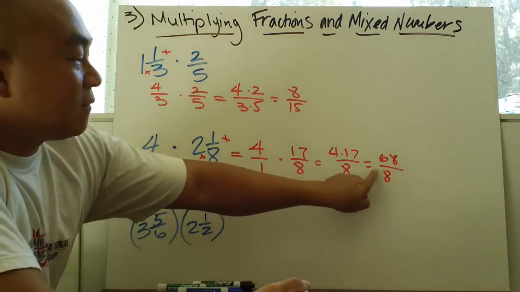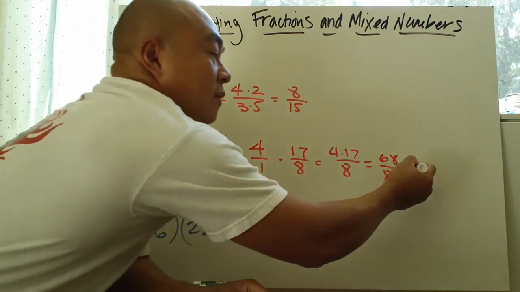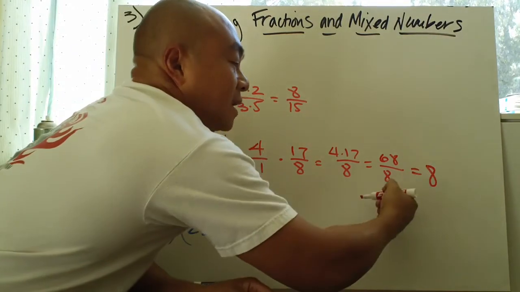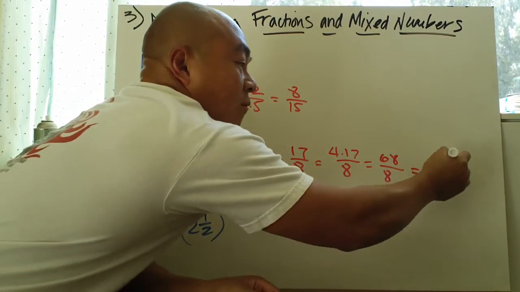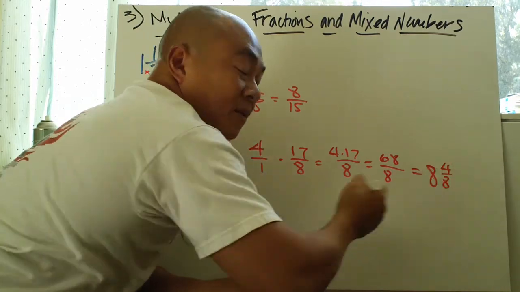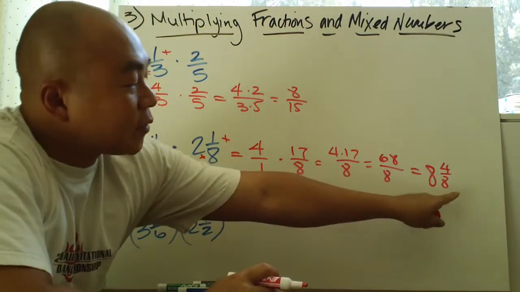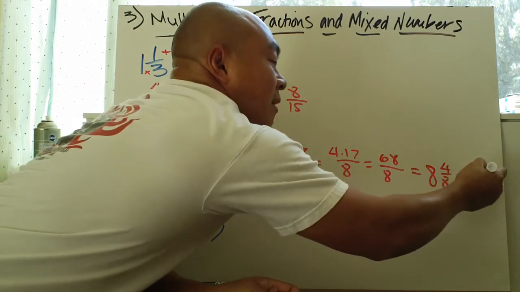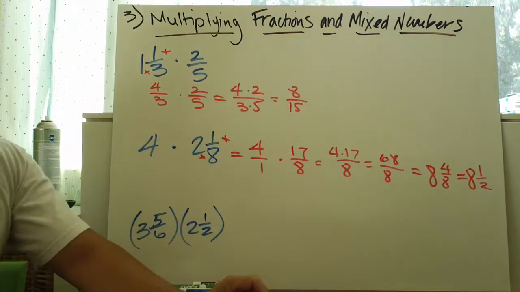How many times can 8 fit into 68? Well, think about it. 8 times 8 is 64. That's 8. Then we have 4 left. We have 4 over 8. And we can simplify that even further. 4 over 8 is the same thing as 1/2. So our final answer, simplified everything, is 8 and 1/2.